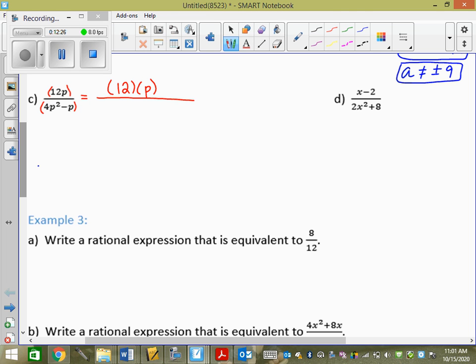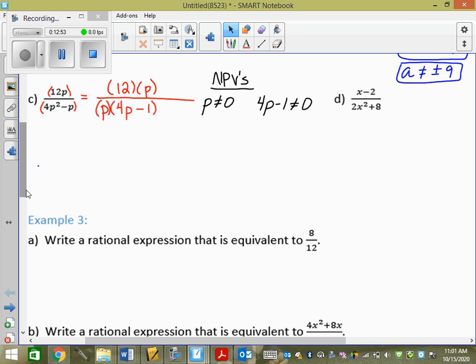On the bottom, I can take out a P. 4P squared divided by P is 4P. Minus P divided by P is a 1. And the P is in its own brackets. So I can write NPVs because it's my notes, so I can short form, but on a test I can't. I take each bracket and set it not equal to 0. P cannot equal 0, 4P minus 1 cannot equal 0. This one is done. So that's one of them.